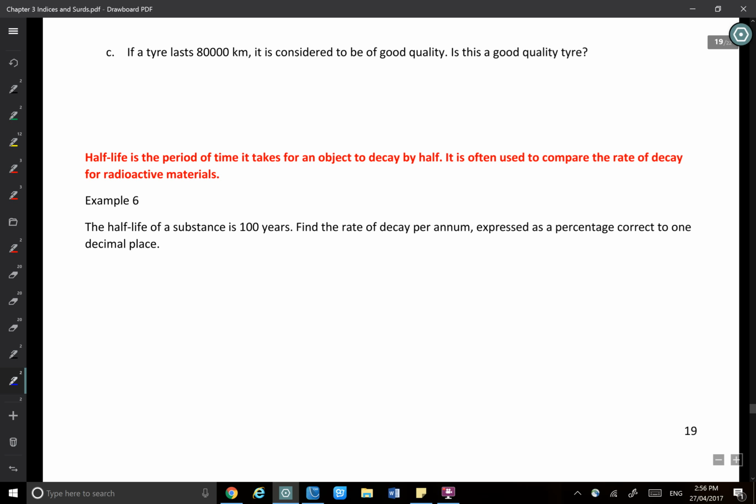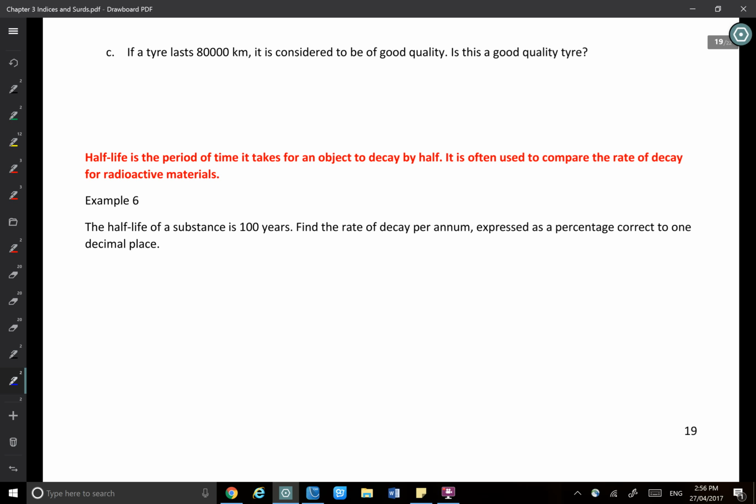Does that make sense? Half-life is a period of time, 3 years, 2 years, or 5 days, the time taken for the object to reduce to half. For example, I have 1,000 people in this town, and something happened and the population decays, and I want to know at which point in time the population will reach 500. I have 1,000 at the beginning.